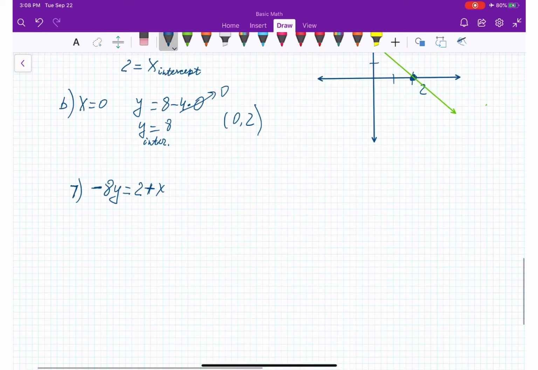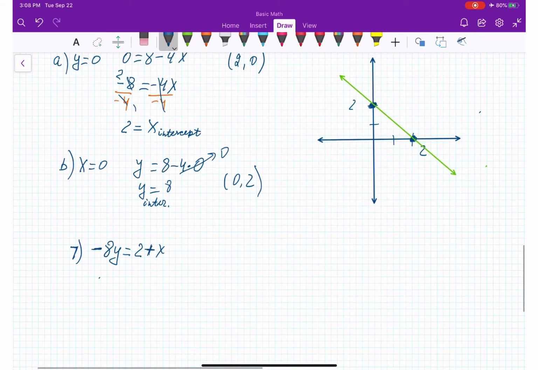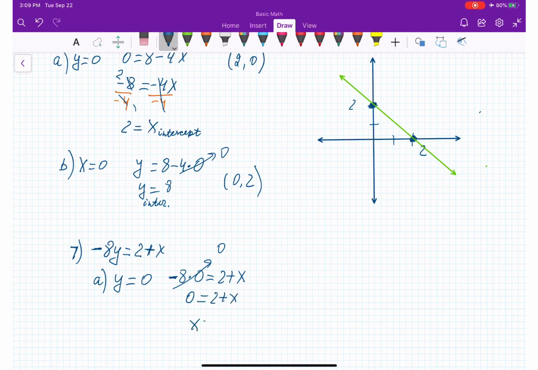That's an intercept. Okay, so to find the x-intercept, we have to take y equal to 0, right? So if y is equal to 0, I'm getting negative 8 times 0 equal to 2 plus x. Okay, this is 0, and we get 0 is equal to 2 plus x, and x is equal to negative 2, right? Moving 2 here will become negative 2. So the first coordinate is (negative 2, 0).